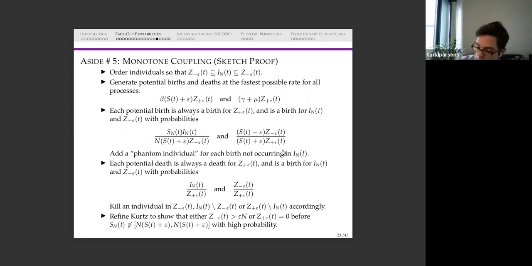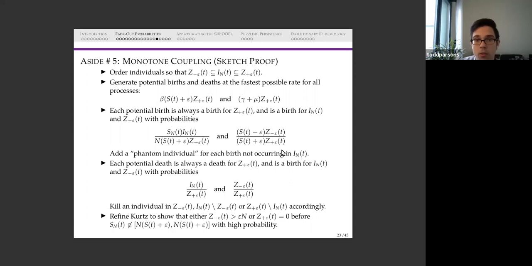But whenever there's a birth in the smallest process, there must be a birth in the true infected process, and there must be a birth in the upper bound process. I do the same thing for deaths. I construct the deaths at the largest possible rate, and when I kill an individual in the smallest process, I must kill the same individual in the middle process, and I must kill the same individual in the top process. In this way, I have created all three stochastic processes at once, preserving that order relation.